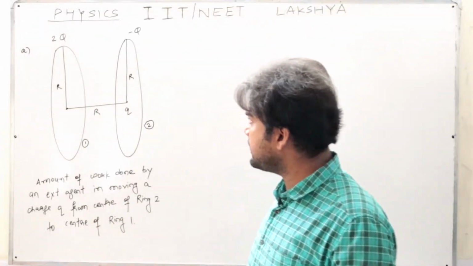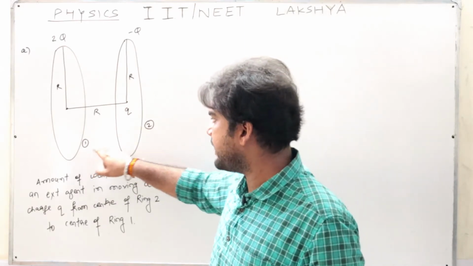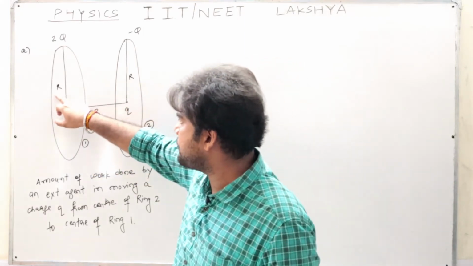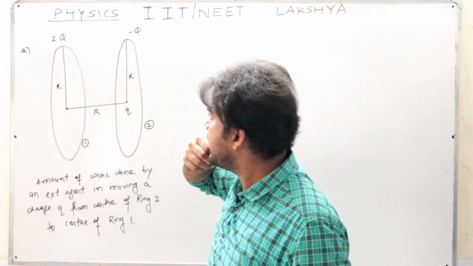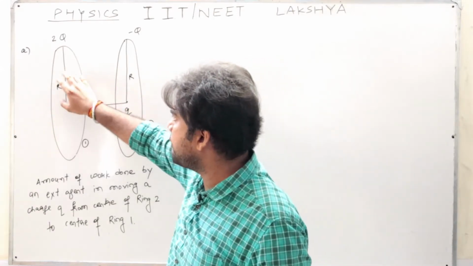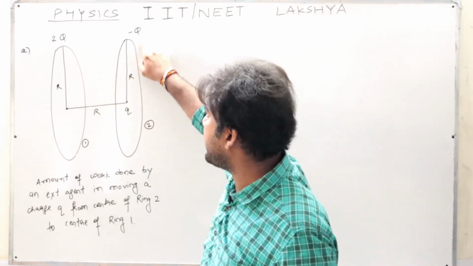Here there are two rings, ring 1 and ring 2. The radius of each ring is r. The charge distributed on ring 1 is 2q, and the charge distributed on ring 2 is minus q.